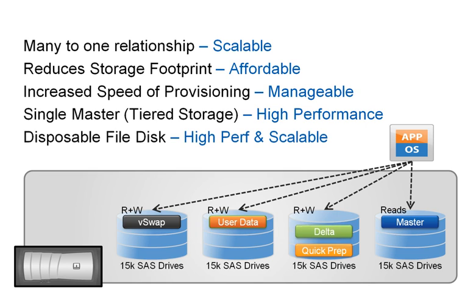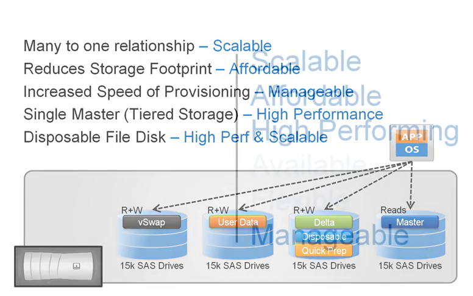Also, with View 4.5, VMware created a disposable file disk. This disk's sole purpose in life is to store data that can be discarded upon reboot of the guest VM. This disk contains items such as the page file and temp files. This allows space to be reclaimed more frequently than performing a refresh of the desktop.